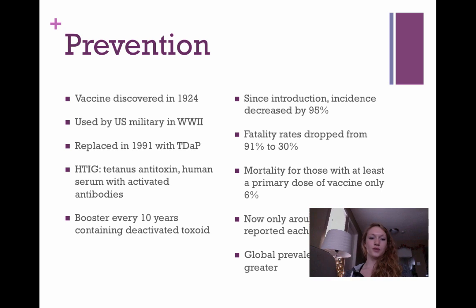Human tetanus immune globulin, or HTIG, is considered the tetanus antitoxin. It's a human serum with activated antibodies, and that's what the initial vaccine is comprised of. And that can be administered prophylactically as a vaccine, can be administered following injury in patients who have had likely exposure, or if their vaccination is uncertain, or it even can be used to treat active cases of tetanus.